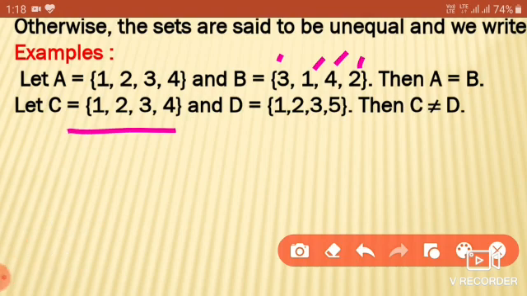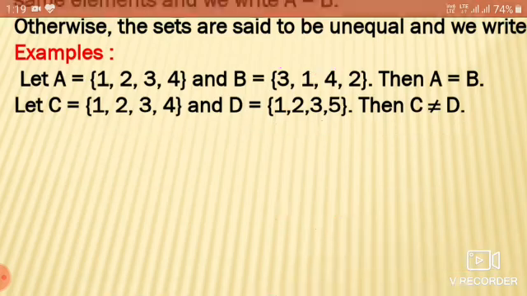Now consider C {1, 2, 3, 4}. D is {1, 2, 3, 5}. 4 and 5 are different in both the sets. So C not equal to D. All the elements in the set should be equal. Here it is unequal. So you will say that C not equal to D.